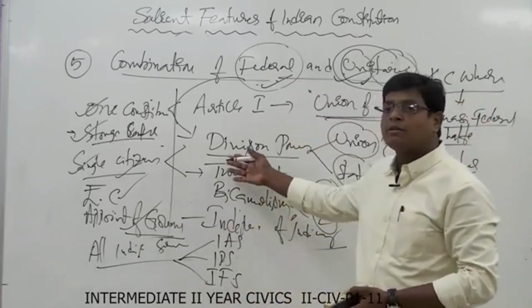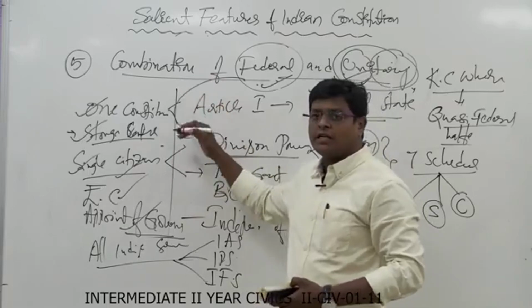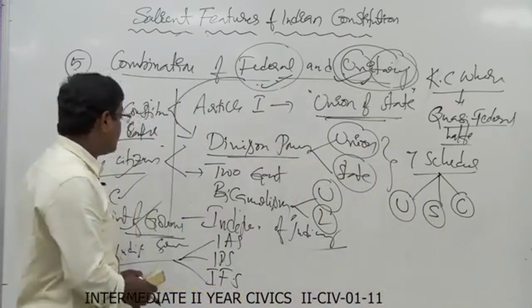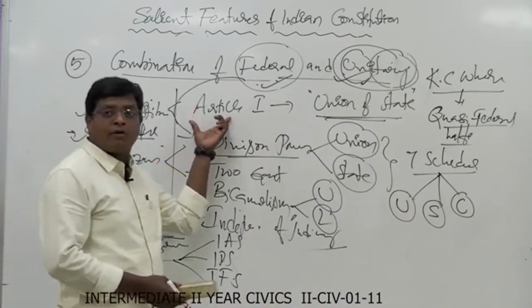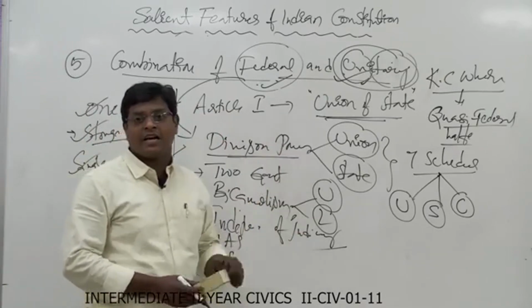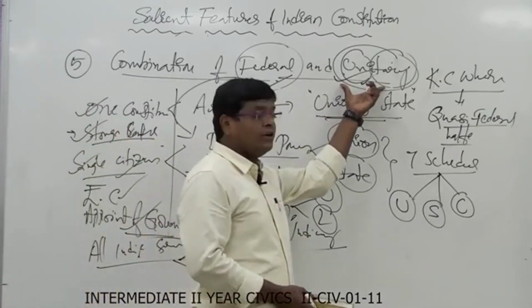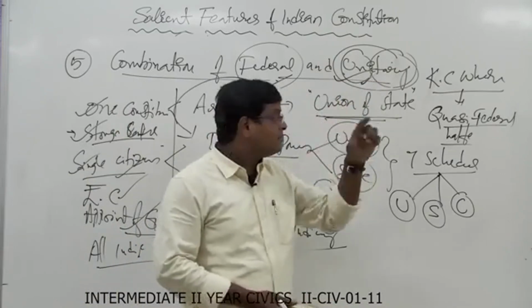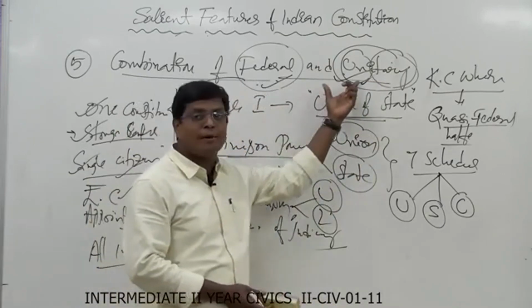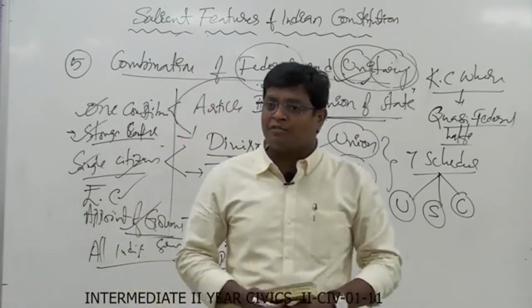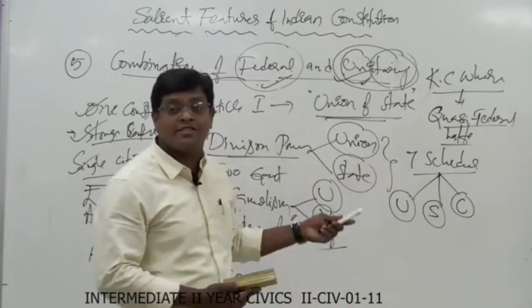Ivor Jennings, one of the famous constitutionalists from Britain, also described the Indian Constitution as a federal form of government with a centralizing tendency. A unitary government is one which enjoys the powers by one government. There is no division of powers in a unitary form of government. According to Ivor Jennings, India is a federal form of government, but there is a centralizing tendency.